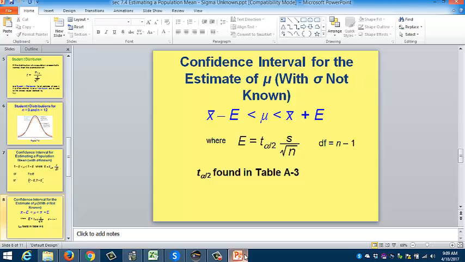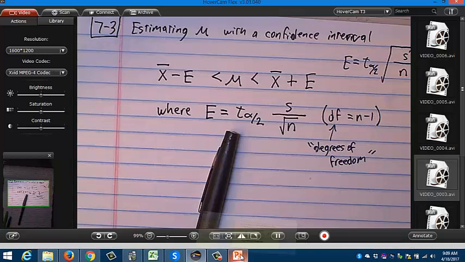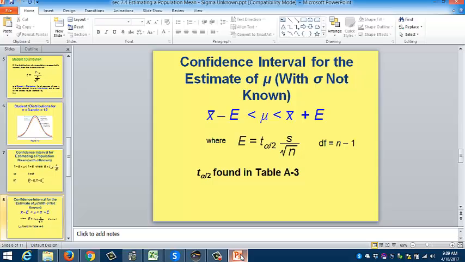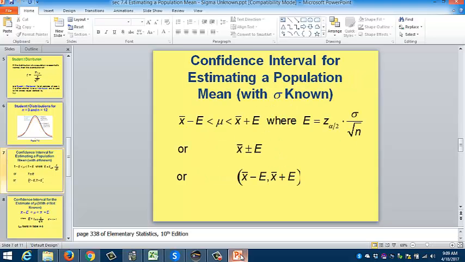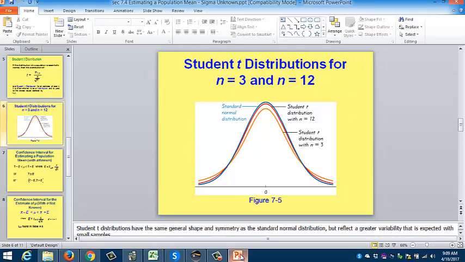Okay. So anyways, what's happening with the T distribution instead of the normal distribution? See, yeah, that's another way of writing it. We've seen that before, the plus or minus. Here's the picture that kind of shows you what's going on.